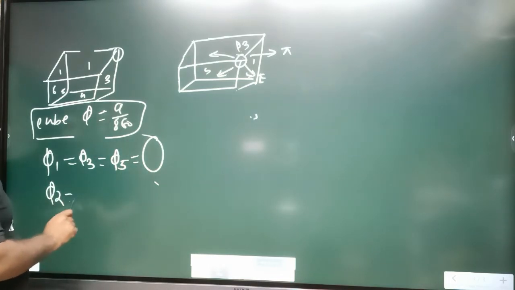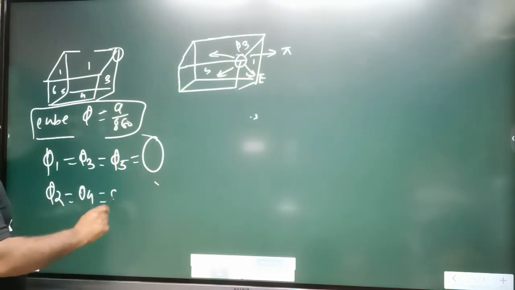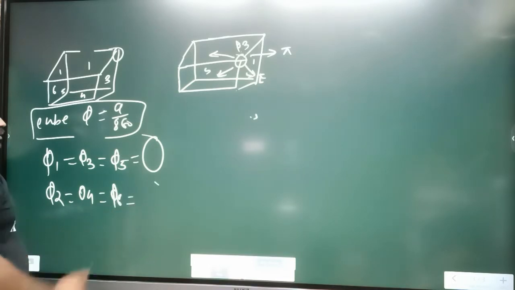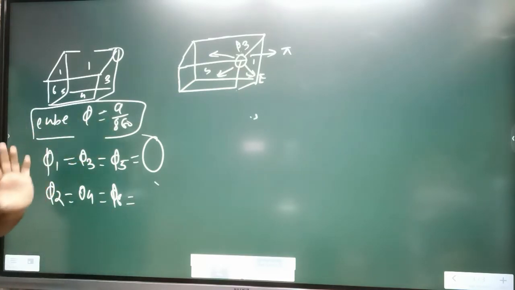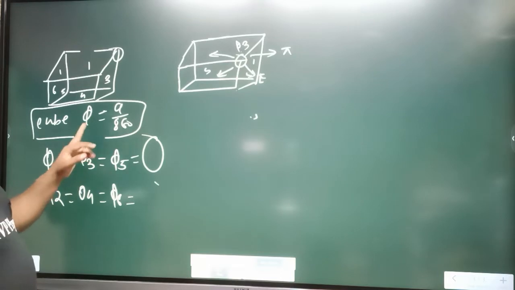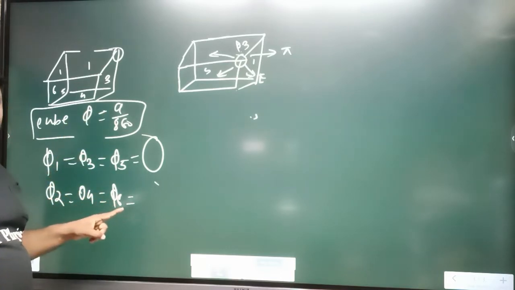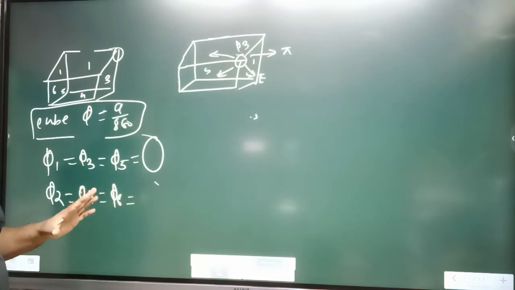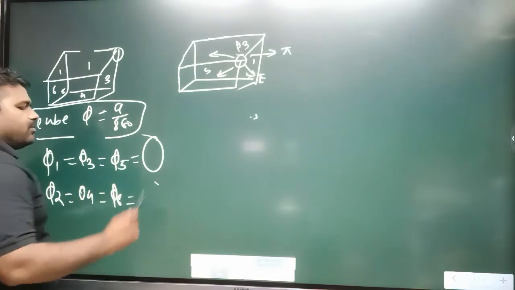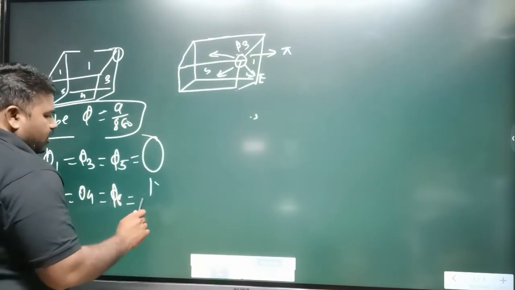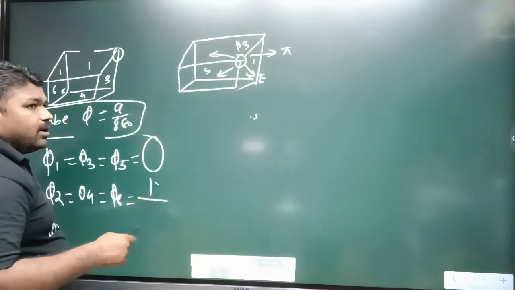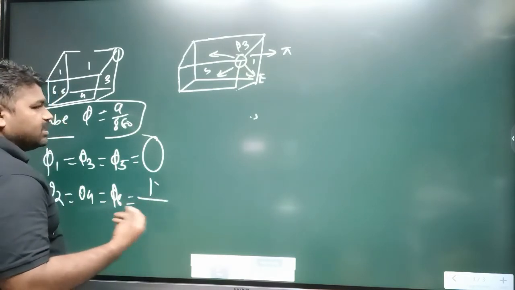Next, phi 2, phi 4, phi 6. Total Q by 8 epsilon naught. Out of Q by 8 epsilon naught, how many surfaces are here? 3 surfaces. Yes or no? And we need to find out only 1 surface. Out of 6 or 3?